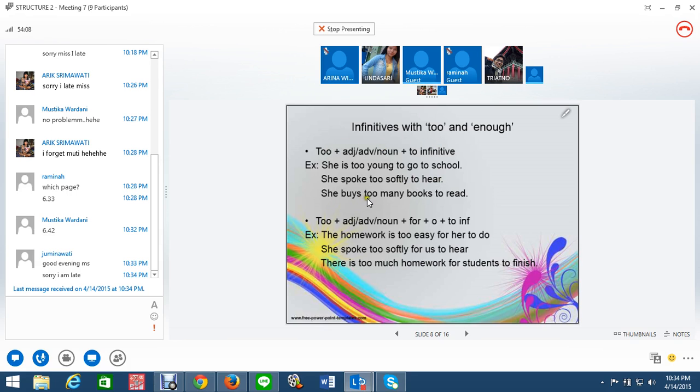Okay, she buys too many books to read. Too many books. Many books here is a noun or noun phrase. It can be a noun phrase, it can be a noun. That's up to you, but actually it should be a noun. She buys too many books to read. Remember, she is the subject, buys is the verb, too plus, not an adjective anymore, here a noun, so this noun term, many books. And then to infinitive, to read. Okay, easy, right?